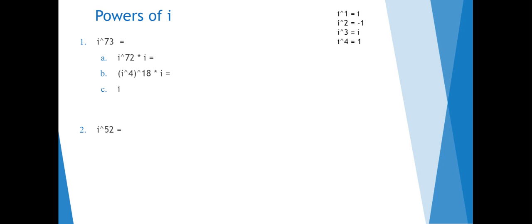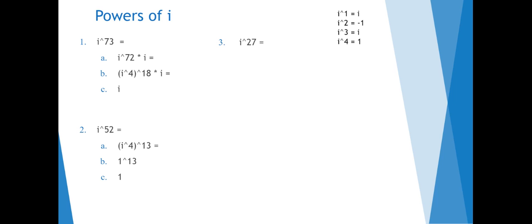So now, how about i to the 52nd power? So first, we can just break this down into i to the 4th power to the 13th power, because 4 times 13 is 52. And we know that i to the 4th is 1, so 1 to the 13th power is just 1. So i to the 52nd power is just 1.